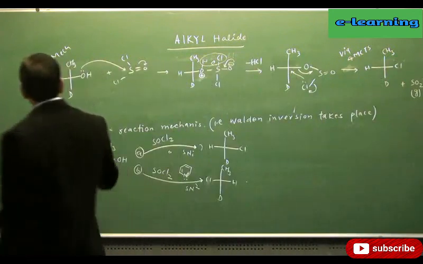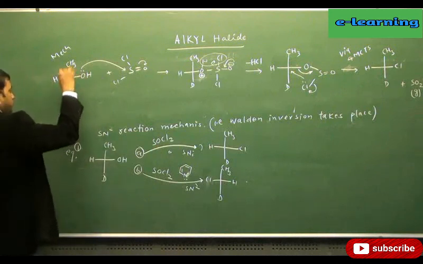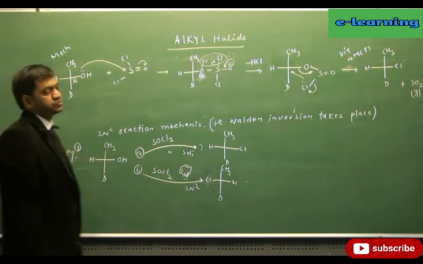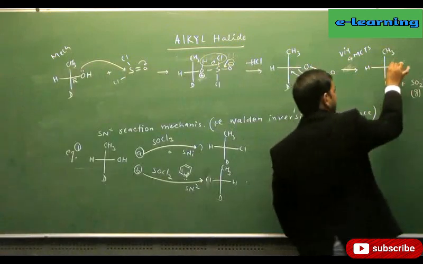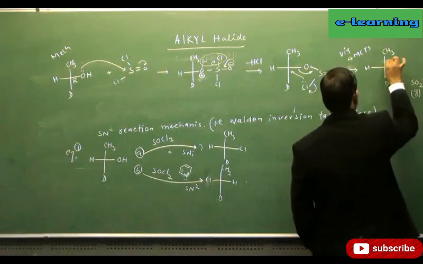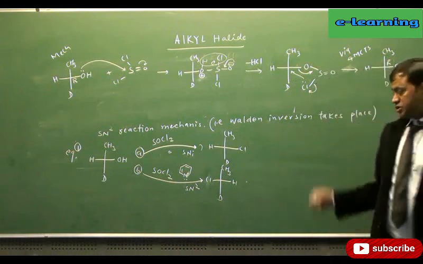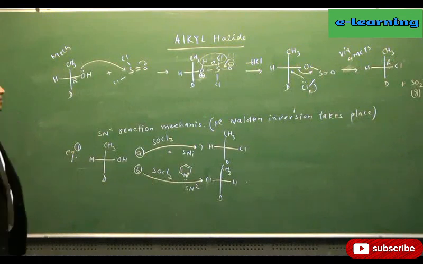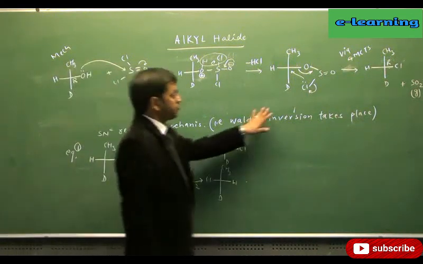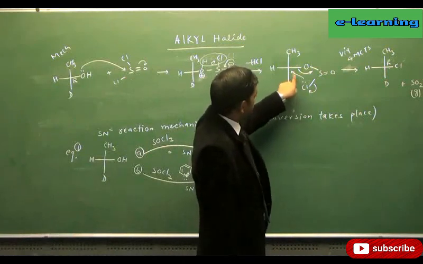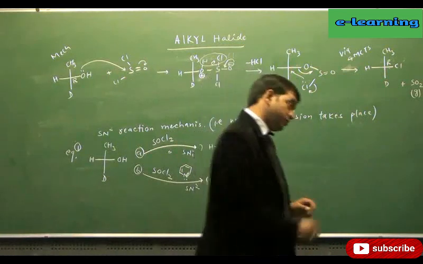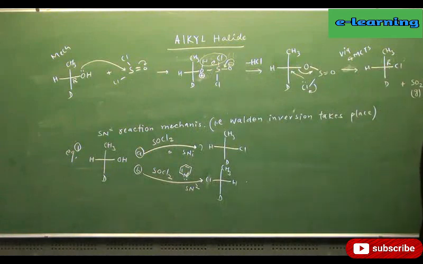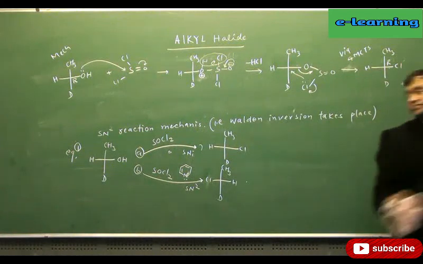If you observe the configuration, here it is 1, 2, 3, R configuration. Because this is the first priority and OH is also the first priority, 1, 2, 3, R configuration. In the substrate it is the same configuration and the product is also the same configuration. So overall we can say that retention of configuration takes place because the attack is from the same side, not from the back side. But if we use pyridine, what exactly do we obtain as the product?